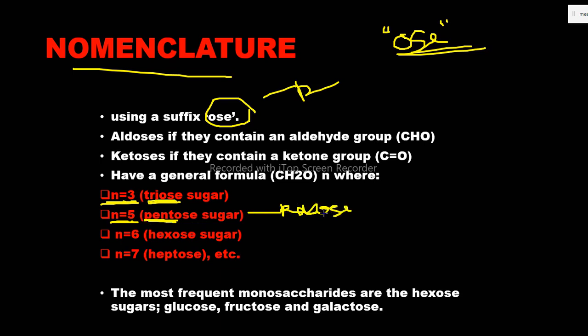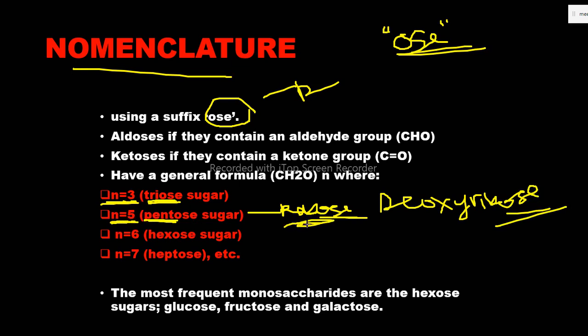So are you saying a ribose sugar or a deoxyribose sugar? Are you seeing still the OSE comes? Because it has 5 carbon atoms, then it is a ribose sugar or a deoxyribose sugar.